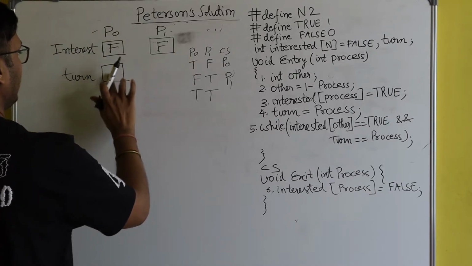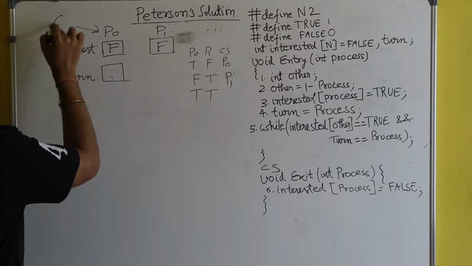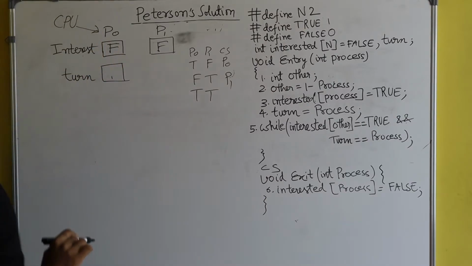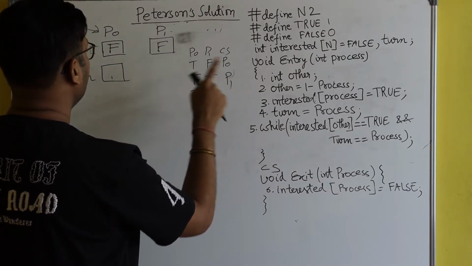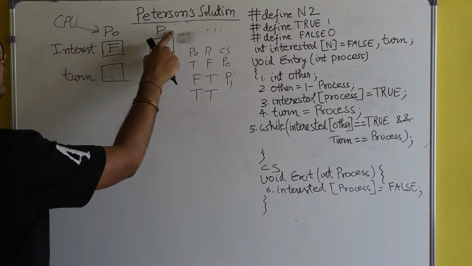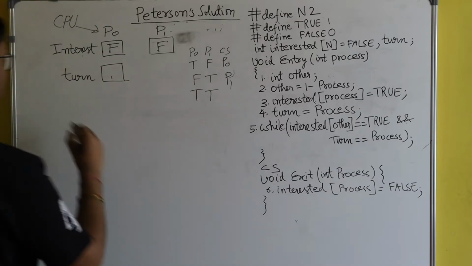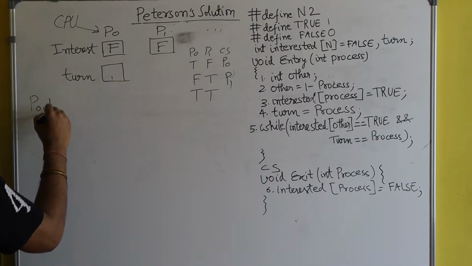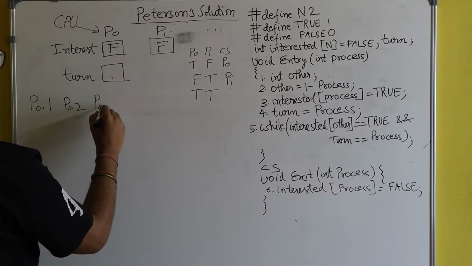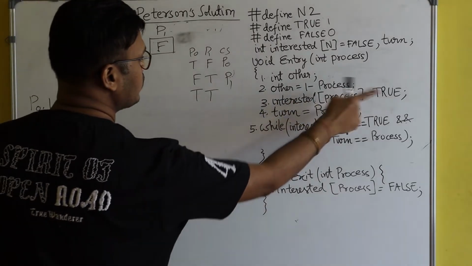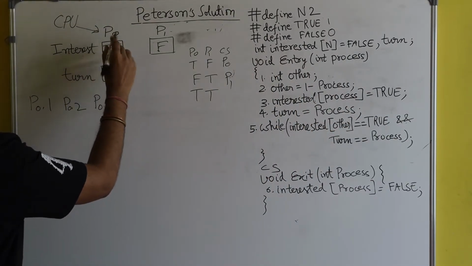So initially both are initialized as false. First suppose P0 will run. So CPU is with process P0. P0 will run line number 1. So now the process is P0 and other is P1. P0 will execute line number 1, then line number 2, then line number 3. In line number 3, interested of process is true. So now interested of P0 is true. So here I will write true.